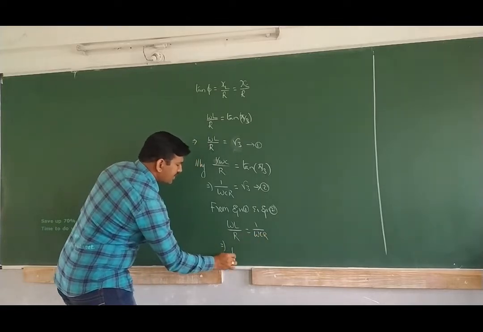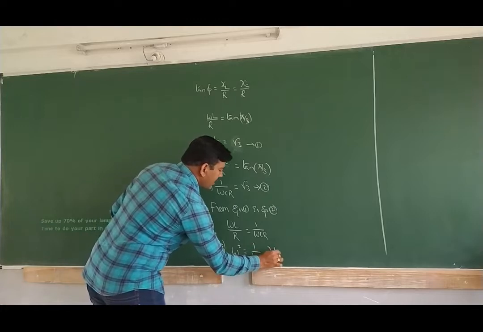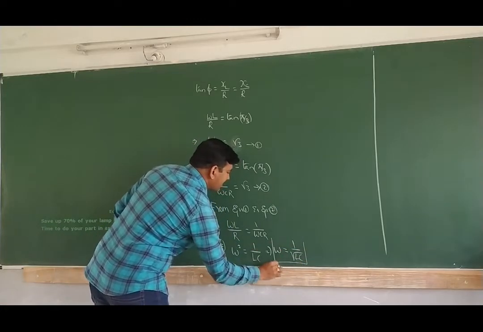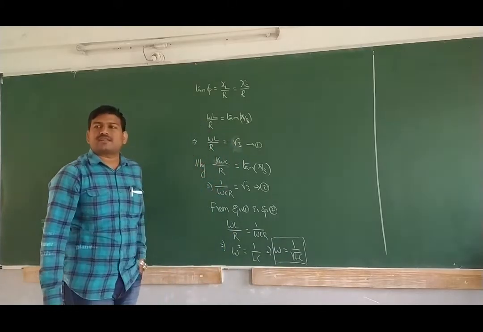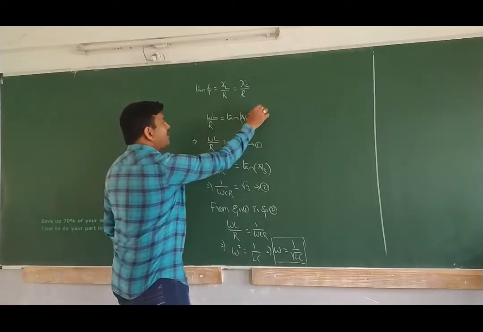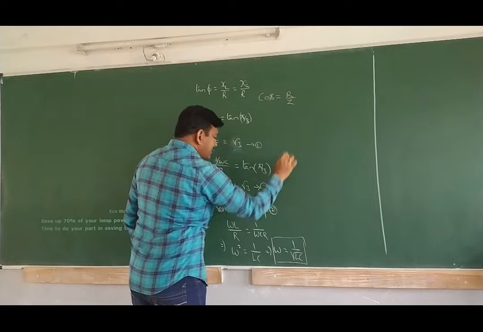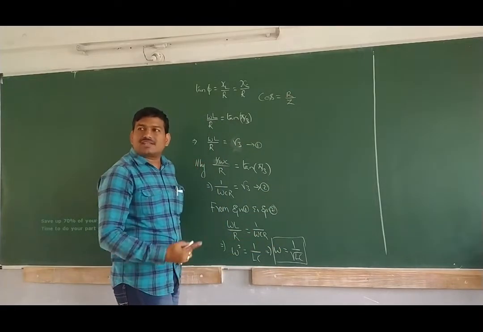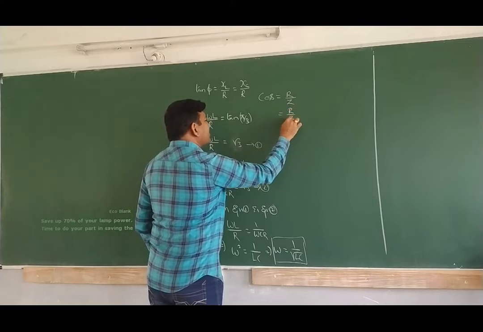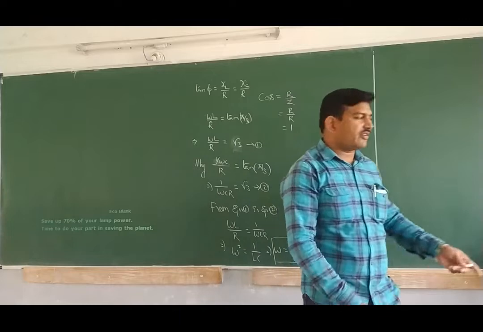From this, I can say that omega square is equal to 1 by LC, which implies omega is equal to 1 by root LC. This is the condition for resonance. At resonance, power factor is equal to 1. At resonance, R is equal to Z. Power factor is nothing but cos phi, and cos phi is equal to R by Z. R is equal to Z means R by R, which is equal to 1. So the power factor is equal to 1. This is the answer for the first question.